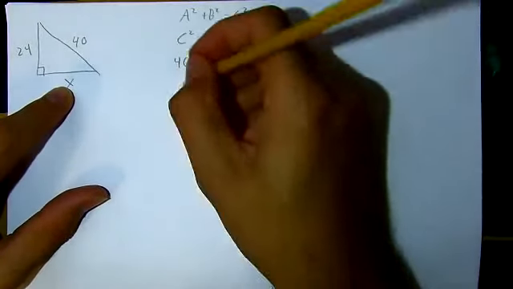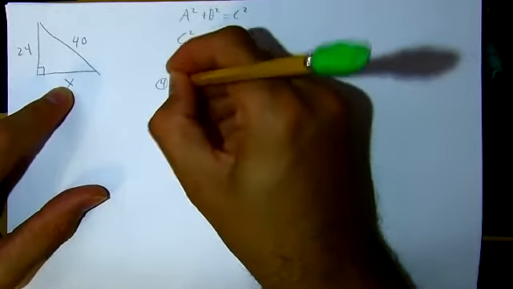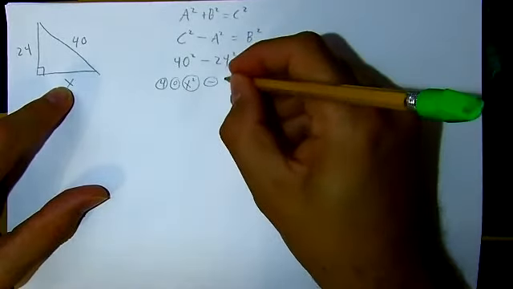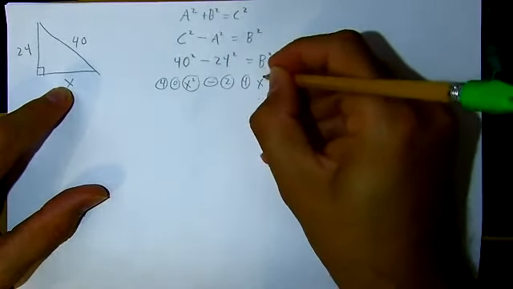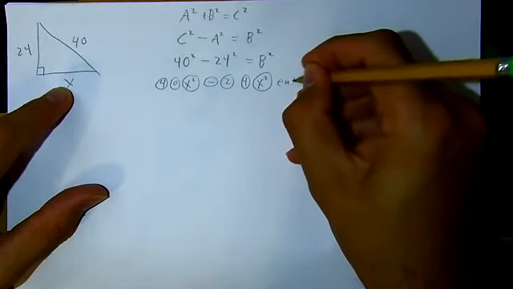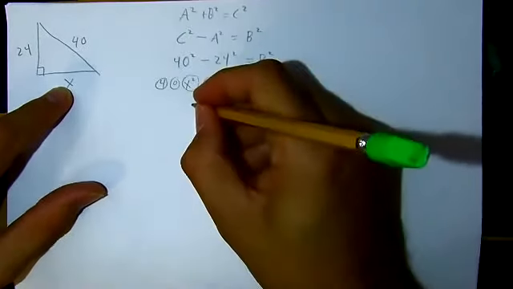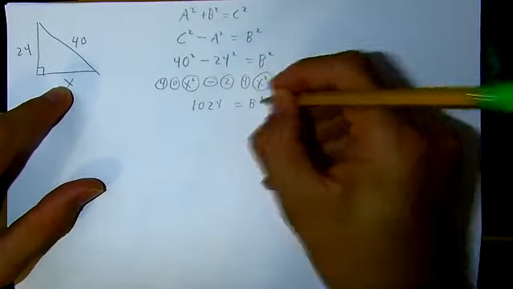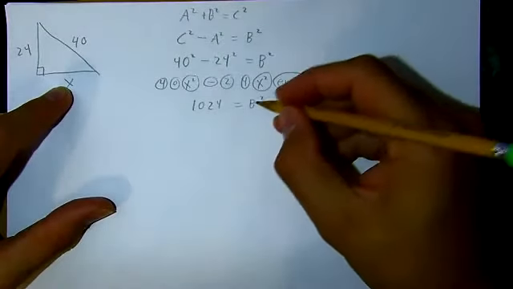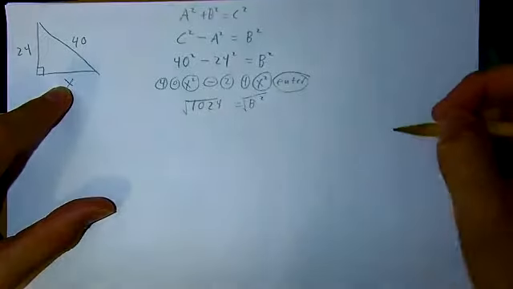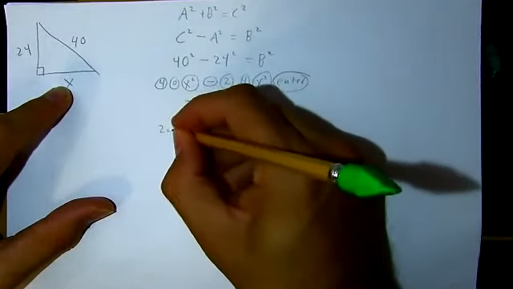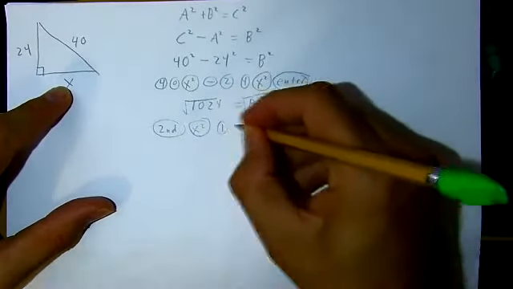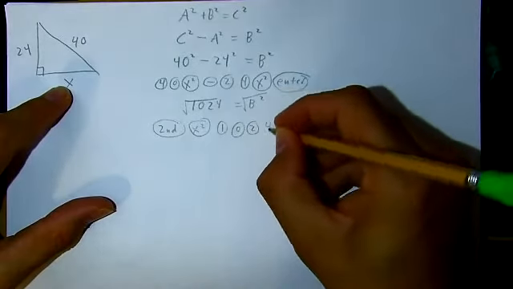So again, plug this in on the calculator. 4, 0, x squared, subtract 2, 4, x squared, enter. And it'll give you 1024. Bring down your equals and your b squared. The last thing you do is always going to be square root. So again, your second key, your x squared key, 1, 0, 2, 4, enter.